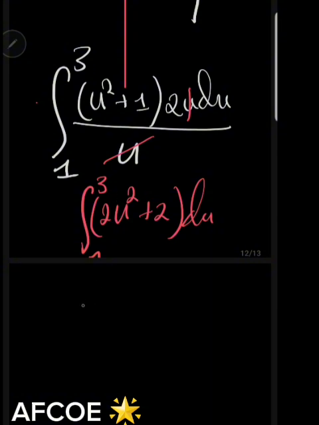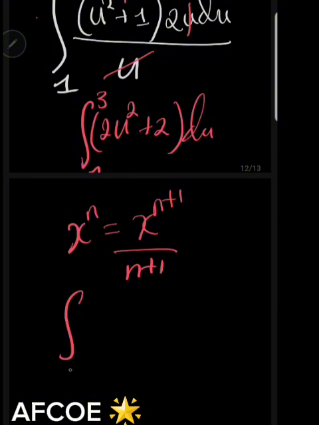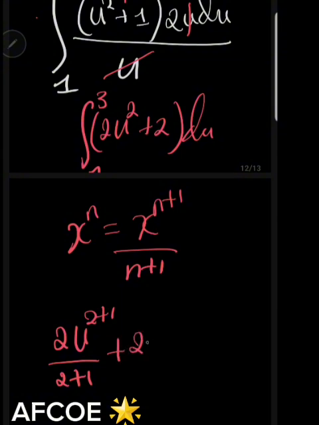Now to integrate, you know that the integral of x to the n is simply x to the n plus 1 over n plus 1. Now we are integrating 2u squared with respect to u, so we'll have 2u to the power 2 plus 1 over 2 plus 1, plus the integral of 2, which is simply 2u, just like 2u to the power 0 here. Now you add 1 to the 0, you get 1 dividing by 1, so you just get 2u. That's the integral of 2.